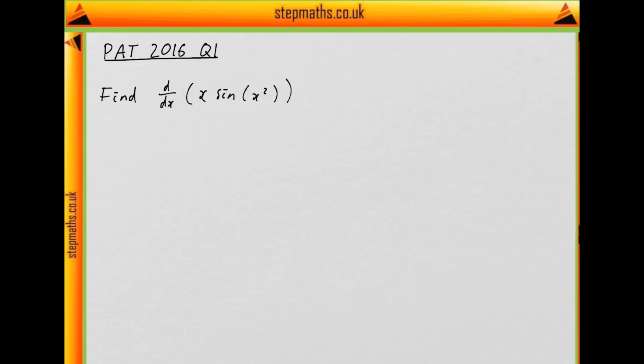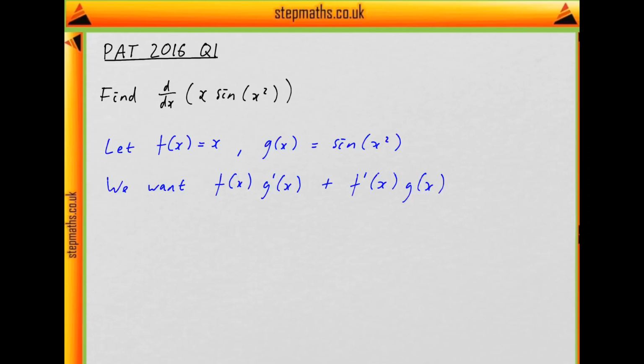we know some rules for differentiation, so we have to work out which ones to use, and we need to figure out what's the form of this expression here. Well, the first thing to notice is it's a product of 2 functions, and when we have a product of 2 functions, we use the product rule. So let's call x f of x and sine x squared g of x, and then the product rule tells us that the derivative of this is just going to be f times g dash plus f dash times g. So that's our product rule.